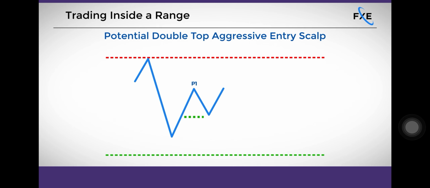The example that we can see on the screen is a potential double top aggressive entry scalp. The sell position is placed at the second peak, with the take profit level set at the potential neckline of the pattern. It is important to note that this aggressive entry method should only be applied when you are trading a double top in a downtrending market.